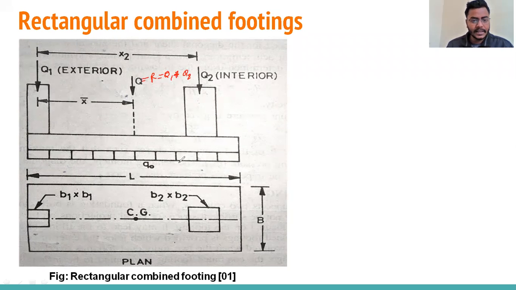Here Q naught is the actual pressure. How can we calculate the actual pressure? By dividing the total load by the area that is provided, not required. We always provide some more area. By doing this, we can calculate the actual pressure. Here you can see X2, the center to center distance between both columns. There is a plan view also, so you can see this is a rectangular combined footing. Its width is capital B, its length is capital A, and the cross section of this exterior column is B1 into B1.